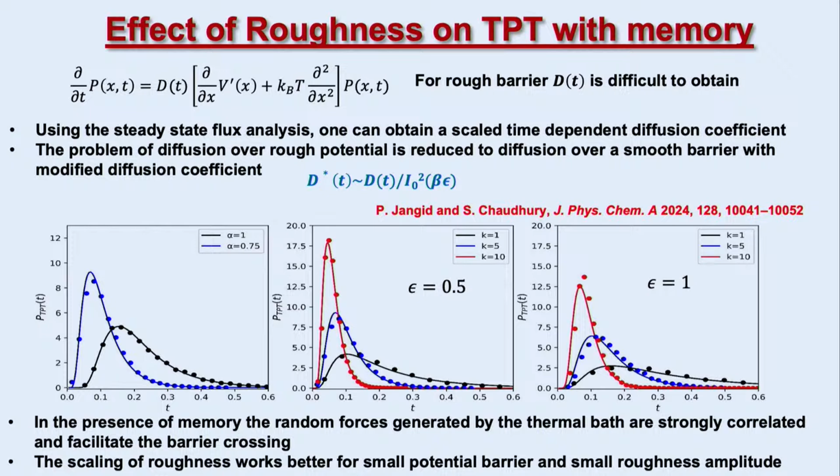As before, the scaling works better for lower values of epsilon and for lower barrier height, but what we see is that in the presence of memory, the random forces generated by the thermal bath are strongly correlated and facilitate barrier crossing. So this exercise helps us to calculate the transition path distribution for a rough potential using absorbing boundaries, by using this scaled time dependent diffusion coefficient.